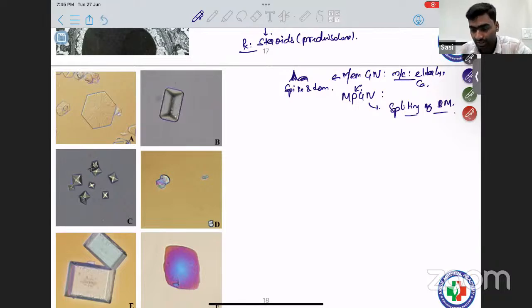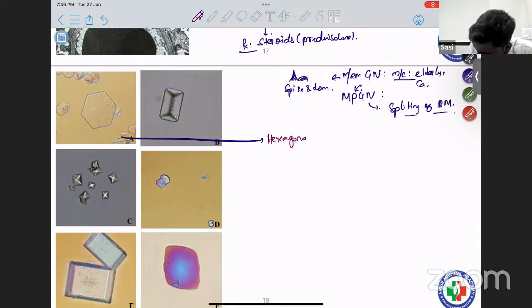more commonly. Fine. Next one, if you see the appearance of crystals, and if you see hexagonal shaped crystals, these hexagonal shaped crystals are most commonly seen in which kidney stones? Yeah, correct. These hexagonal shapes are seen in a case of cystine stones. Right? Next one, this appearance.